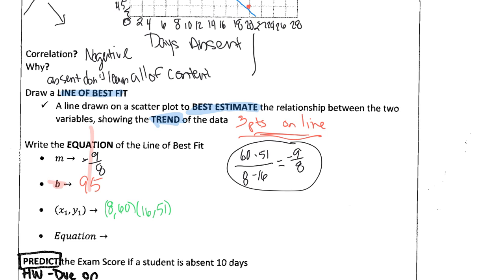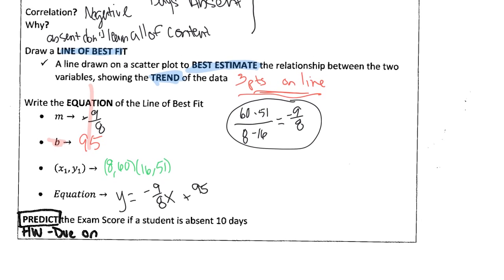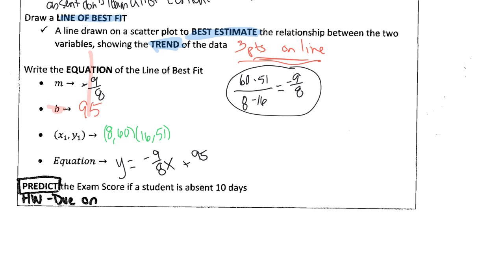Now we simply write the equation, okay? So my equation is going to be y equals negative 9/8 x plus 95. Okay? So then the last part is predict the exam score if a student is absent 10 days. So I want you to try to do that. Okay? You can do one of two things: either plug it in for x up here or look at the graph. Either one, but you'll get more exact information by plugging it in.